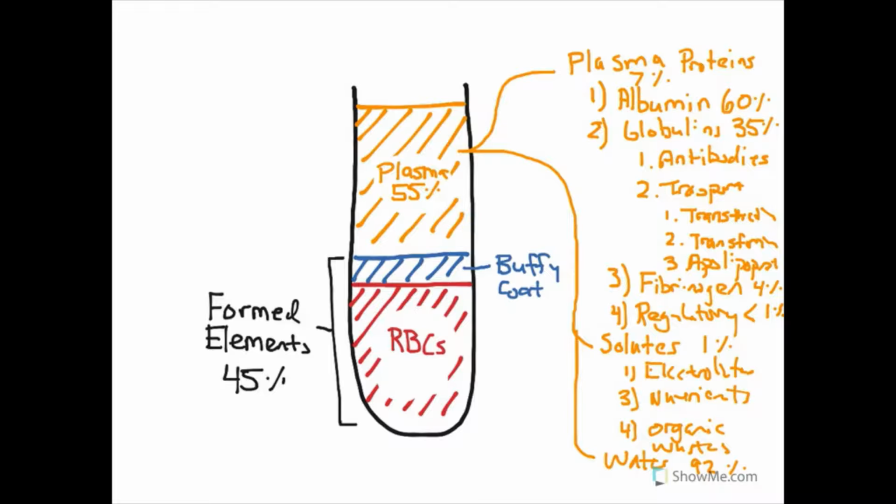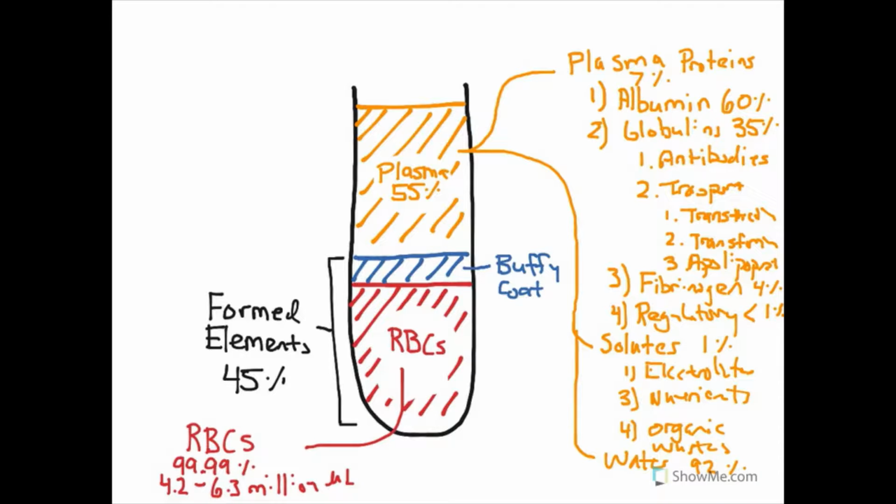Now we talk about formed elements being red blood cells here and our buffy coat. So let's start with our red blood cell composition here, and let's discuss red blood cells. RBCs are by far the most abundant here. They are about 99.99% of overall formed element composition. There are about 4.2 to about 6.3 million of these in 1 microliter of blood.